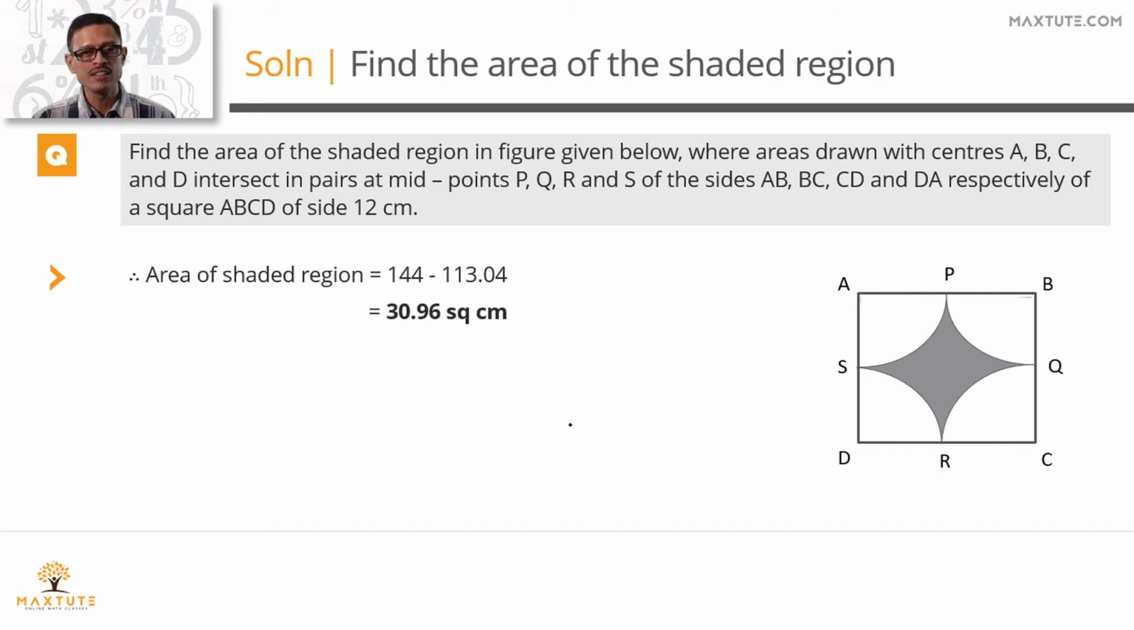Quite an easy question. The only thing is you need to know basically that this angle is equal to 90 degrees and this radius is equal to 6 units.